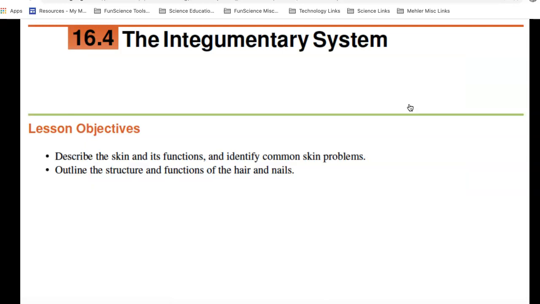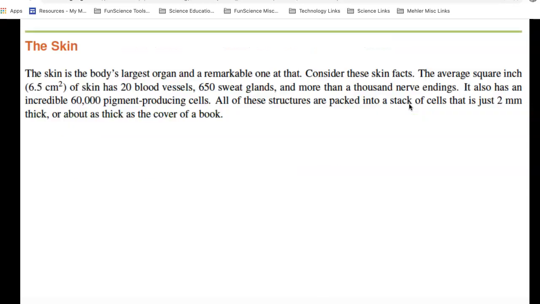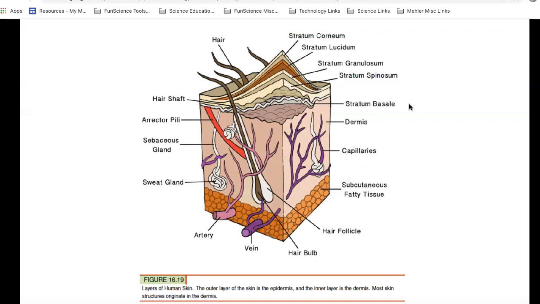The last section is 16.4, the Integumentary System, and this is your skin. Very important organ, the largest organ in the human body, and it regulates a lot of what happens in our body. It's just an amazing fact here. The average square inch of skin has, think of this, 20 blood vessels, 650 sweat glands, and more than 1,000 nerve endings. So if you've got 1,000 nerve endings in 1 square inch, that's what makes the skin so sensitive.